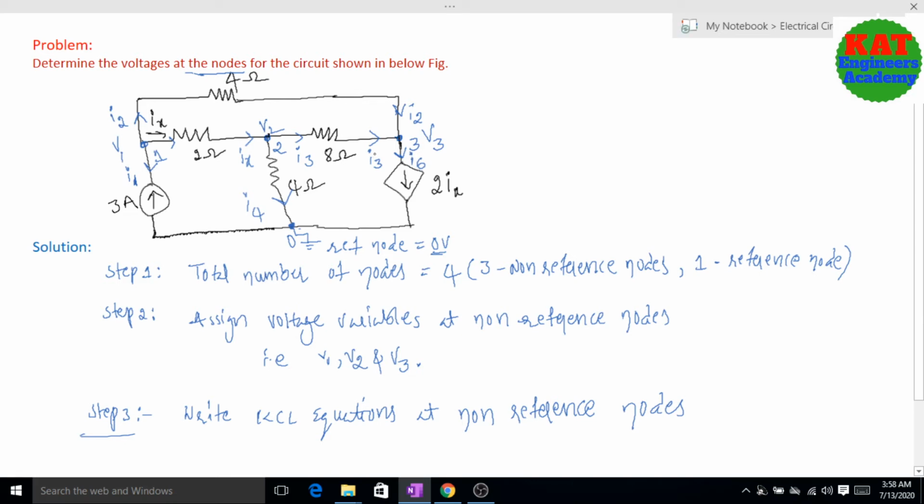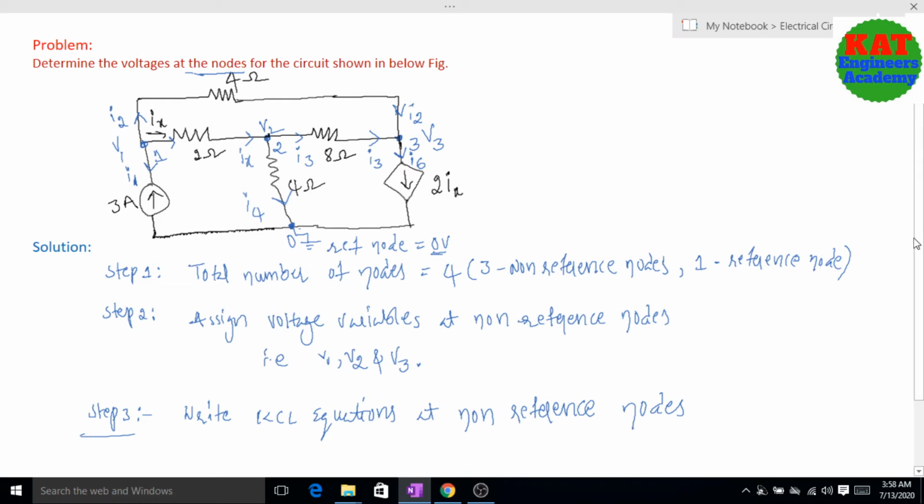Here I am assigning the current directions. You can assign current directions as you wish, based on your own direction. No problem, there is no exact procedure to assign current direction. You can consider outgoing, otherwise you can consider incoming. Like that you have to consider the current directions.